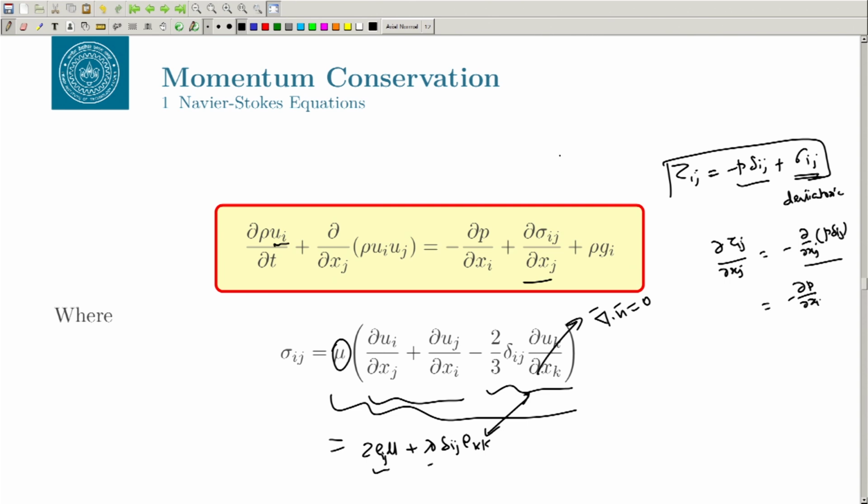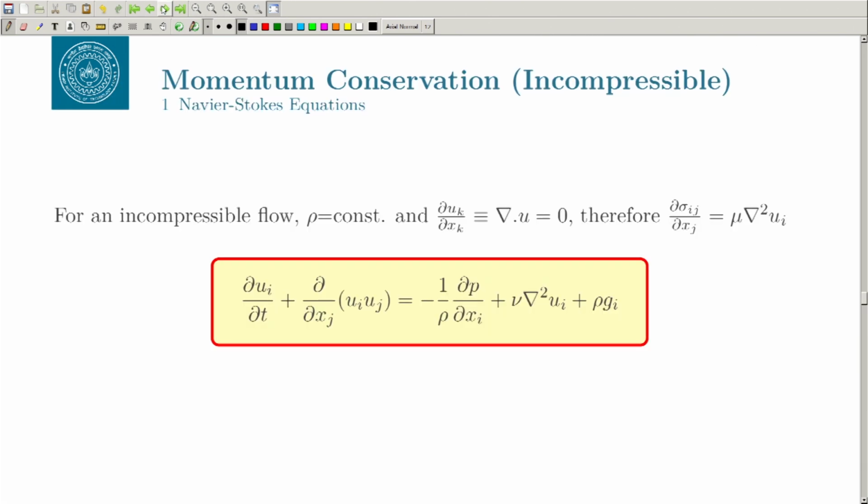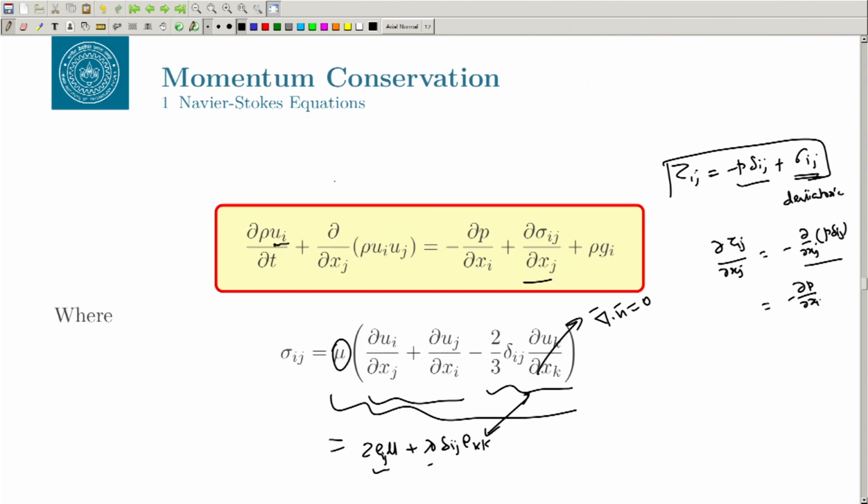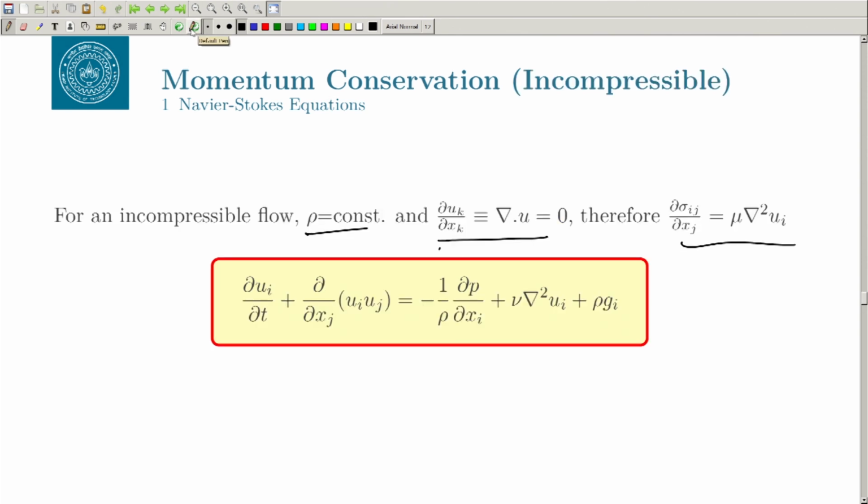At the end, let us derive for the incompressible flow. For incompressible flow, you have rho equal to constant, that is one quantity, and del u k by del x k, which is del dot u, equal to 0. If you work that out, then you will have del sigma ij by del x j, which will be del by del x j of mu times del u i by del x j plus del u j by del x i.